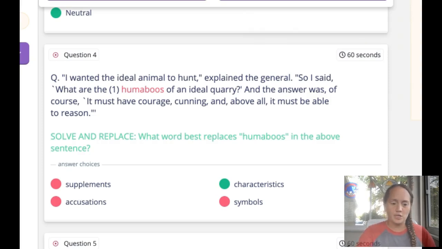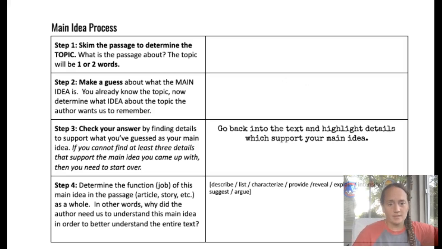All right, we are going to switch gears and talk about our main idea process. Like the context clues process, the main idea process is going to have 4 steps, and the most important steps are the first 3.